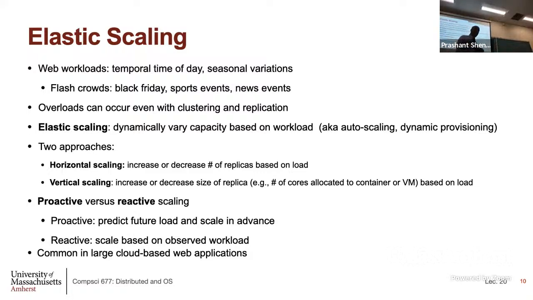But this is a popular approach in cloud where you can go and request more servers if the load goes above a certain threshold. You ask for more servers, you add them to the pool, and then your pool has become bigger. You can serve more work. Okay? So that's called elastic scaling. There are 2 approaches for elastic scaling. One is called horizontal scaling. The other is called vertical scaling.